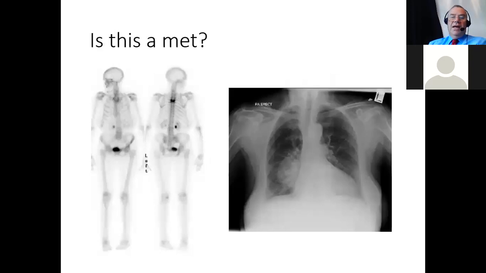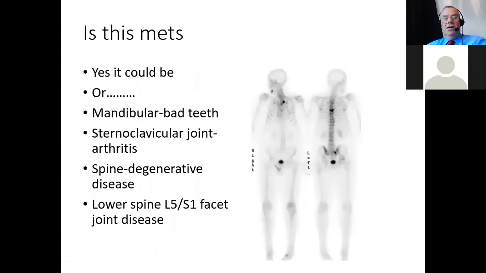Too often we see scans like this, and this is a scan of a patient who has some uptake around the jaw. They've got uptake in the spine, in the neck, and they've got some little spots of uptake elsewhere. And this is the same patient's chest X-ray showing a large bronchial carcinoma. So the assumption would be that this patient is suffering from bone metastases. But the problem is, as I said, it's a non-specific tracer. So if we look at this, the mandibular uptake could be bad teeth.